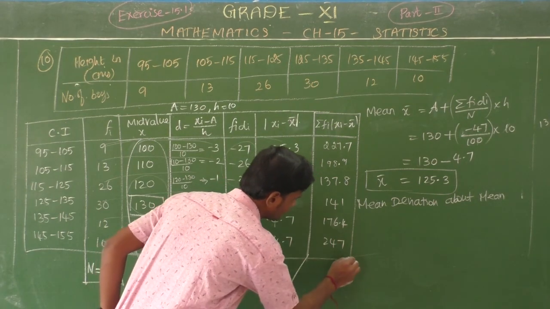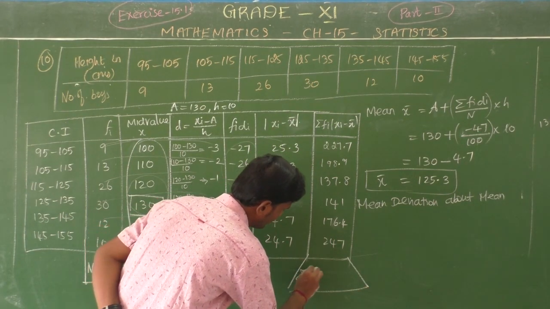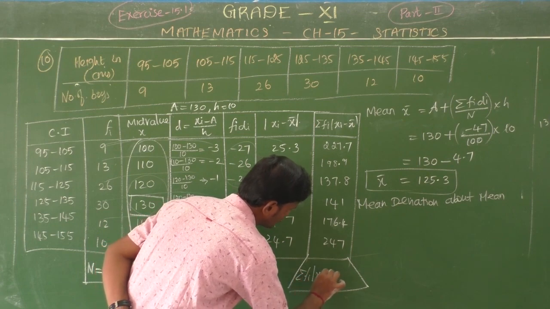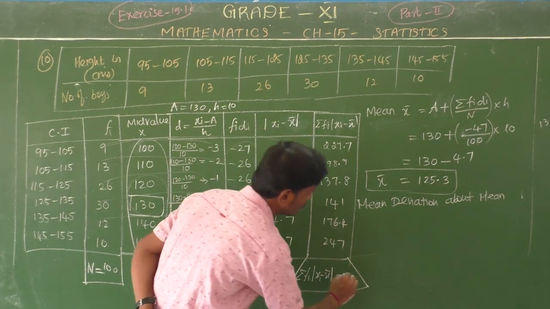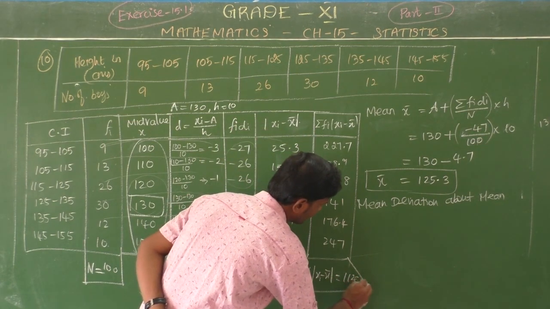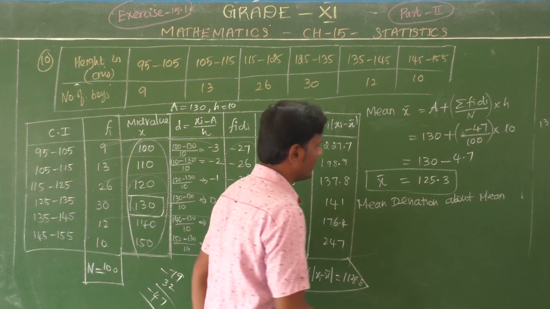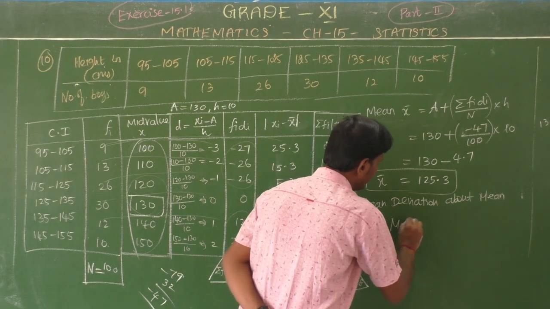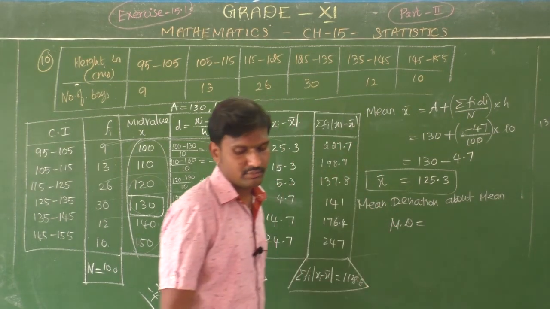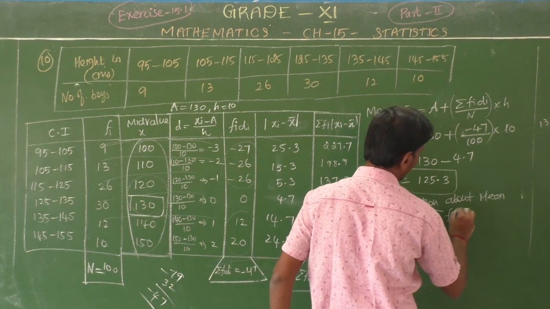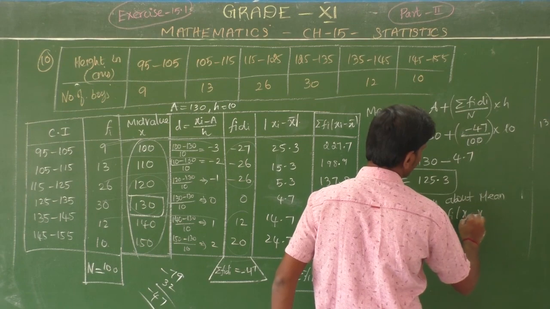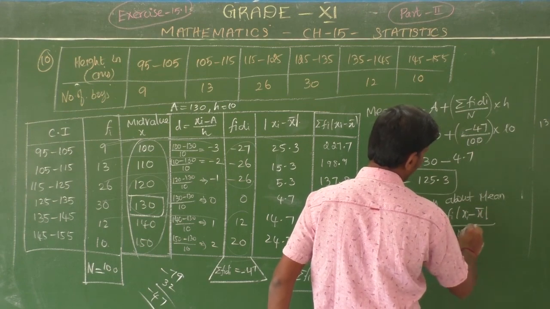Finally, I am going to add this to get summation Fi into modulus of xi minus x bar, which is equal to the total value, 1128.8. So here, mean deviation about mean. That is summation Fi into modulus of xi minus x bar, whole divided by n.